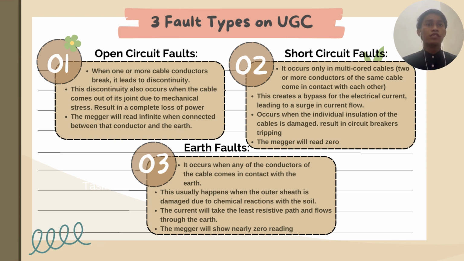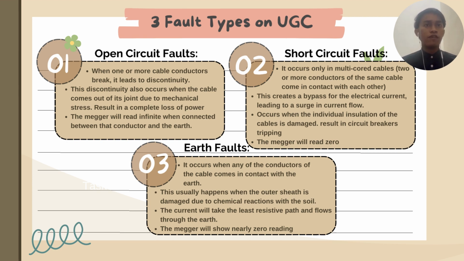Next, the short circuit faults. The short circuit faults occur only in multi-core cable, when two or more conductors of the same cable come in contact with each other. So this creates a bypass for the electrical current, leading to a surge in current flow. And it occurs when the individual insulation of the cable is damaged and results in circuit breaker tripping. So the megger will read 0, which indicates the short circuit faults.